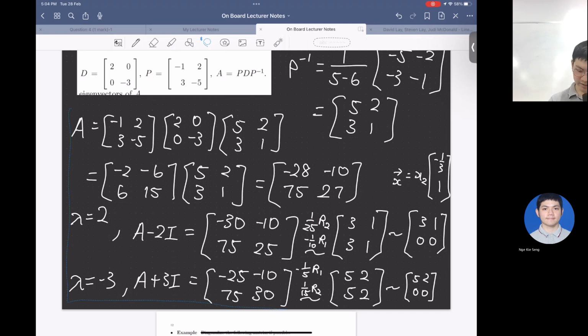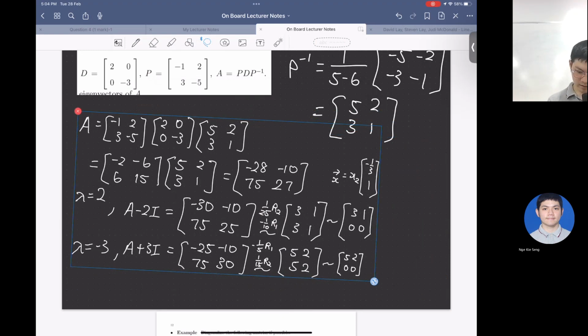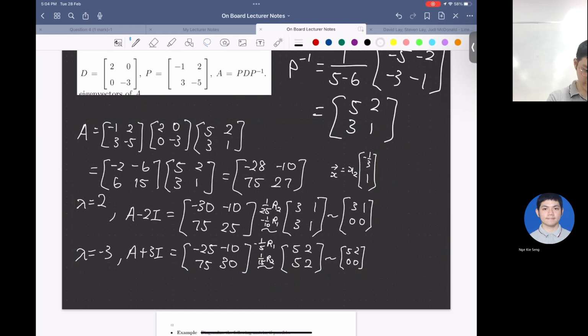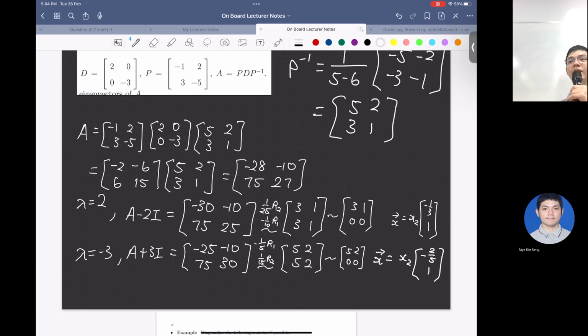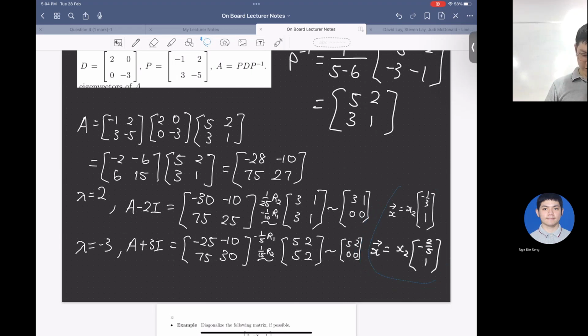So let's make some space. Okay, so what's the solution here? What's the parametric solution here? So you get s2 times minus 2 over 5, 1. Okay. So these are the eigenvectors. So maybe we can do some magic here.